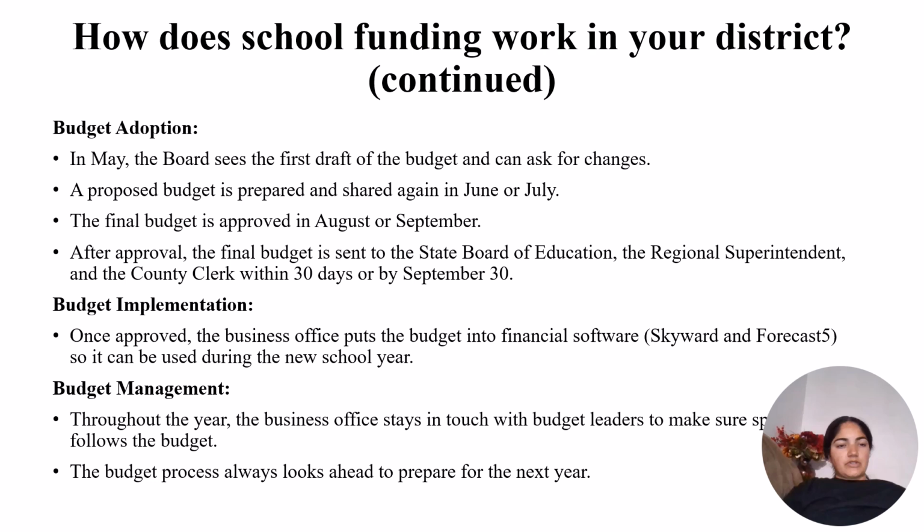The next step is budget implementation. Once approved, the business office puts the budget into the financial software, either Skyward or Forecast 5, so it can be used during the new school year. And the last step is budget management. Throughout the year, the business office stays in touch with budget leaders to make sure spending follows the budget. The budget process always looks ahead to prepare for the next year.